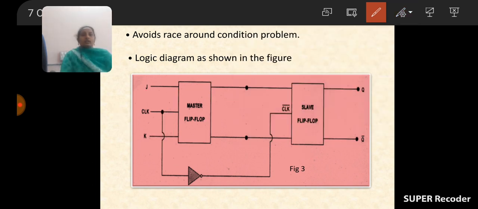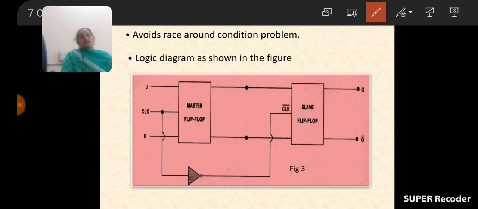So in this way, the diagram consists of two flip-flops. What is the name of the first one? Master flip-flop. And what is the name of the other one? Slave flip-flop. The master flip-flop has two main inputs and a clock pulse. The slave flip-flop receives the output of the first flip-flop as its inputs, and it also receives the clock pulse but after inversion only.